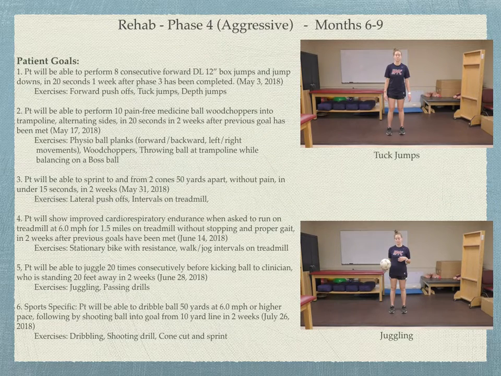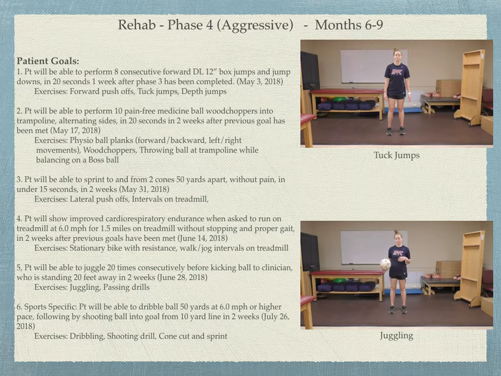So phase 4 of the rehabilitation process is going to span from about the 6-month mark until 9 months, but it's important to recognize that this could very well continue up to 12 months or even longer for the patient to be completely healed and back to play doing everything that they need to do. In this phase, we really want to focus on getting our patient ready to return to play.